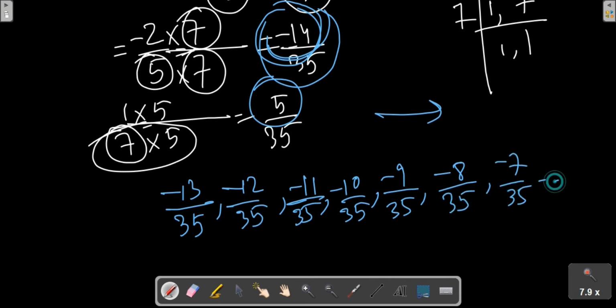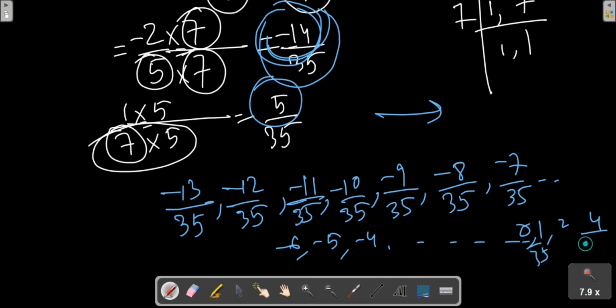So we can write so many numbers like this: after minus 7 then minus 6, then minus 5, then minus 4, and sometimes 0 will come, then 1 by 35, then 2 by 35, up to 4 by 35. So you can see there are so many rational numbers. Now you have to write only 10 out of them. You can write the first 10, or out of the numbers I have written you can take any 10 of them, and all the numbers will be divided by 35.